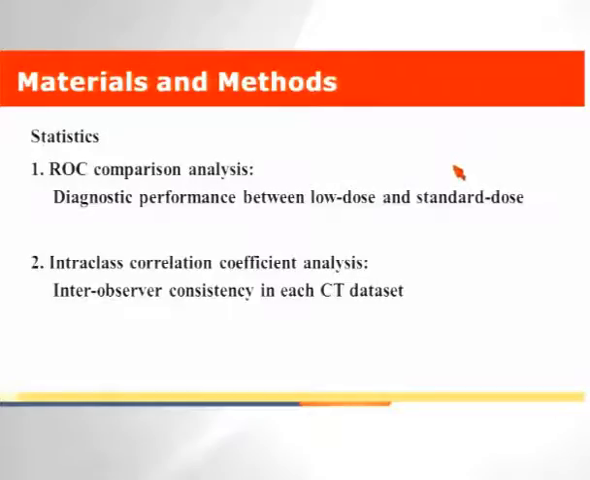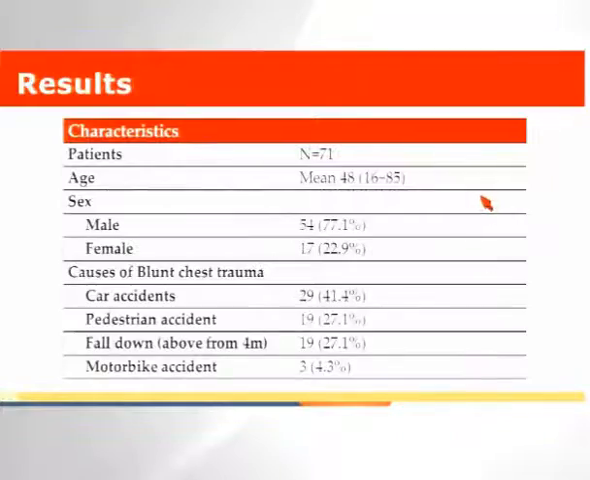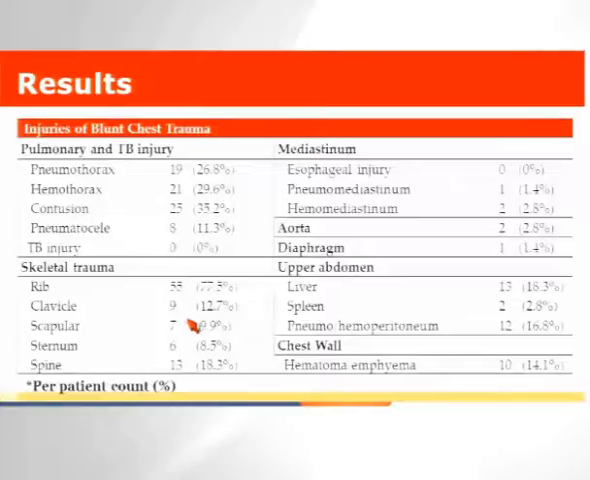So our comparison analysis was done for evaluating diagnostic performance between low dose and standard dose CT, and intra-class correlation coefficient analysis was used to confirm inter-observer consistency. As a result, this table showed the demographic finding of patients. 71 patients were enrolled, and most common cause of blunt chest trauma was car accident.